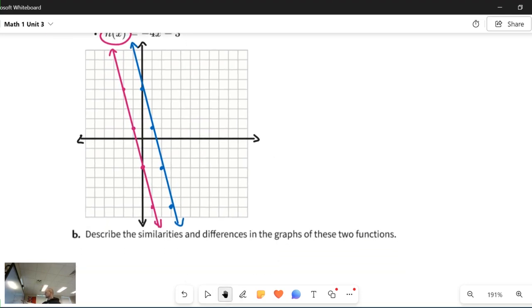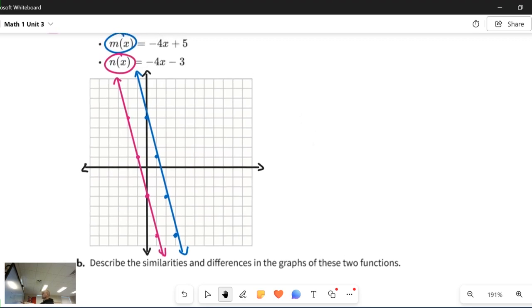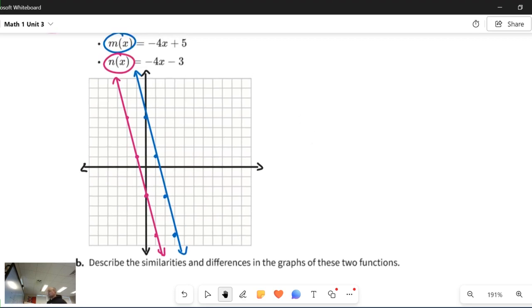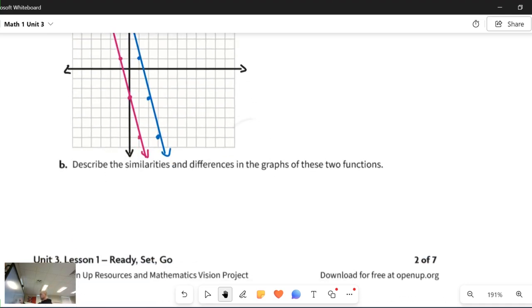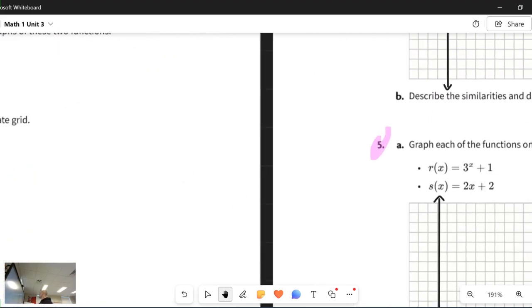But it does ask us the same question here, part B. It says describe the similarities and differences of the graphs of these two functions. In both of these, they clearly have different y-intercepts, unlike the last problem. They do, however, have the same slope, which makes them parallel. It means that they both have the same slope. In this case, it's negative 4.